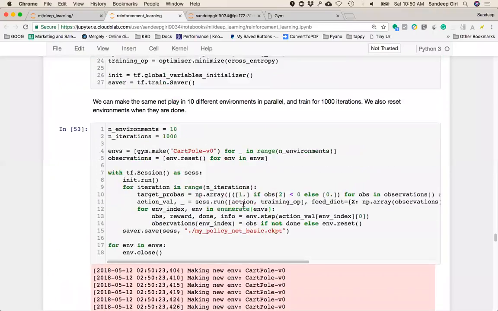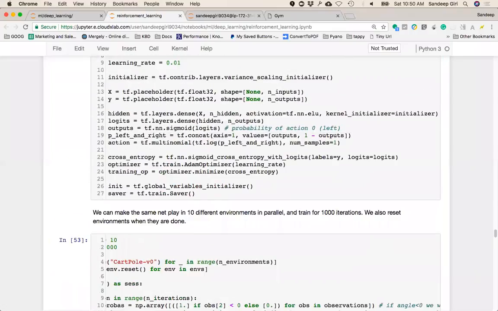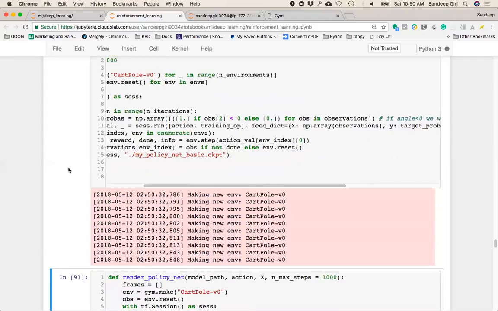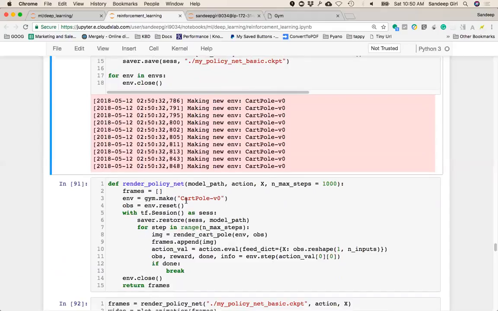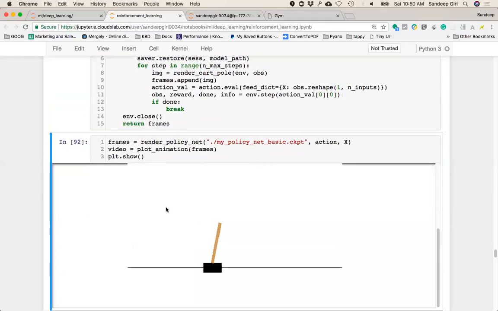Training op is not defined. Oh, we have not defined it here. Okay, so that's what we have done. And then we are doing the rendering of it.